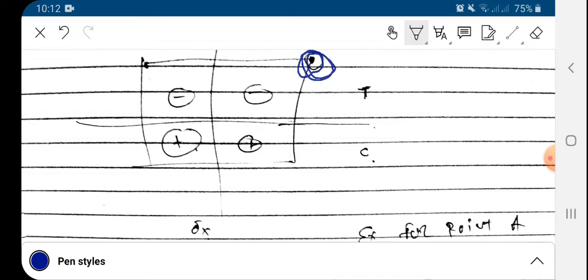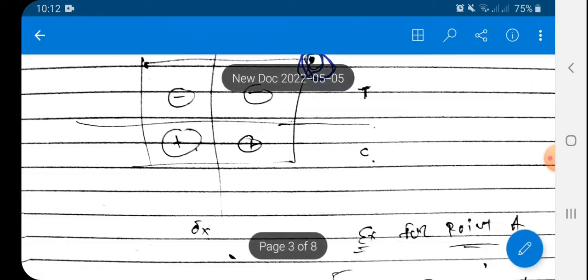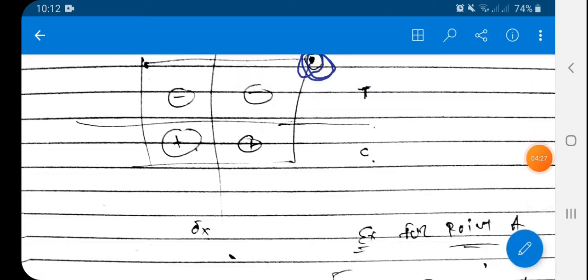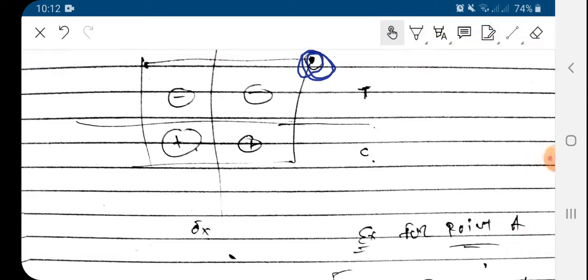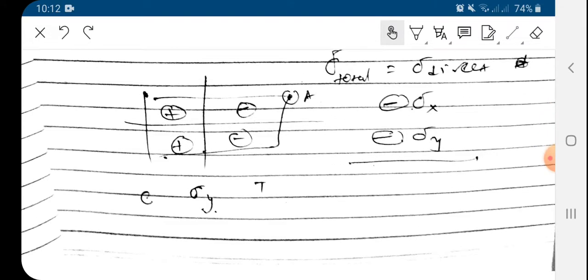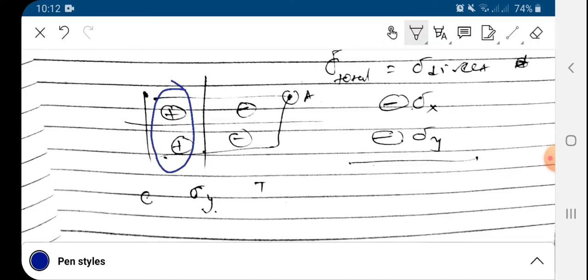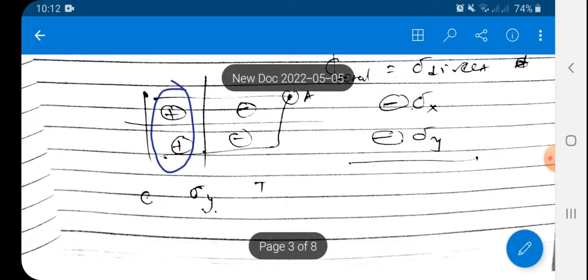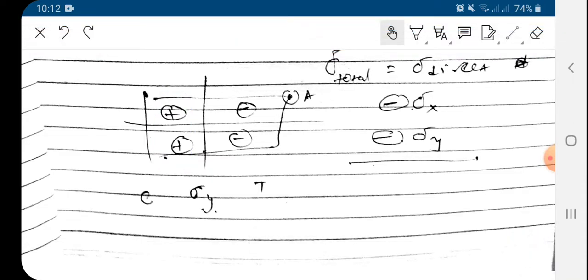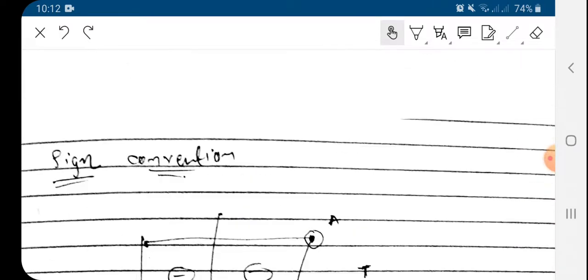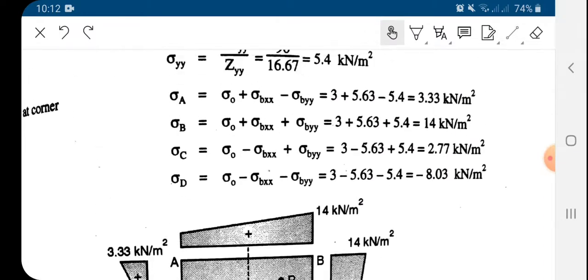Along the sides of load we have to consider the tension, so it is negative, and on the opposite side of tension we have to consider the compression, so it is positive. Same way for the sigma y, on the side of load we have to consider the tension, so it is negative, and on the opposite side of load, so on this side, we have to consider the compression, that is positive. By using this sign convention system we can find the stresses at the corners.